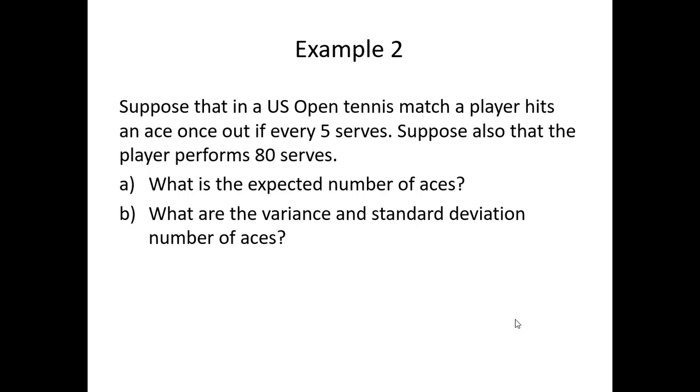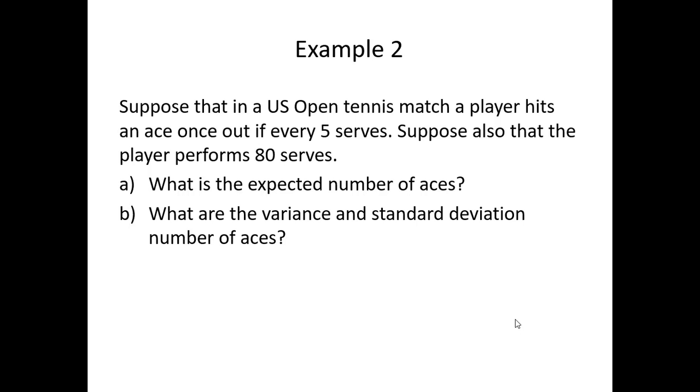Example 2. Let's suppose that in a US Open tennis match, a player hits an ace once out of every 5 serves. Suppose also that the player will perform 80 serves over a certain period. So first question, what is the expected number of aces? And then we follow that up with what is the variance and standard deviation of the number of aces?